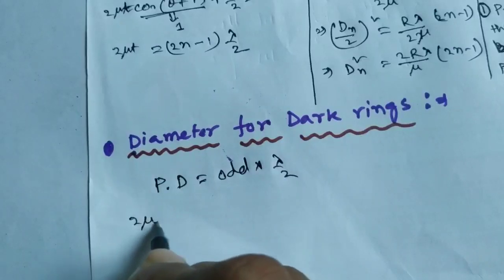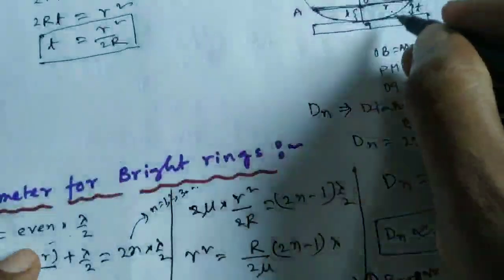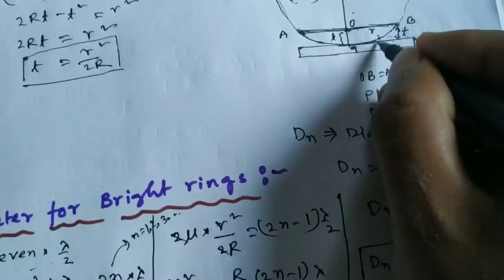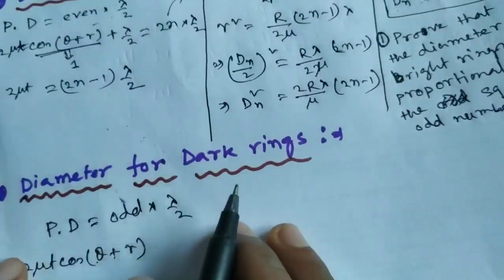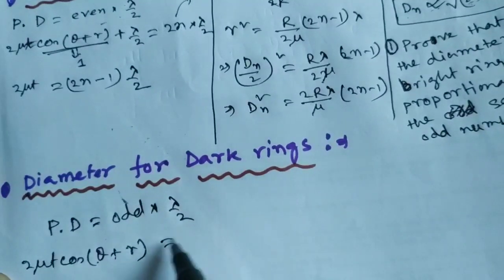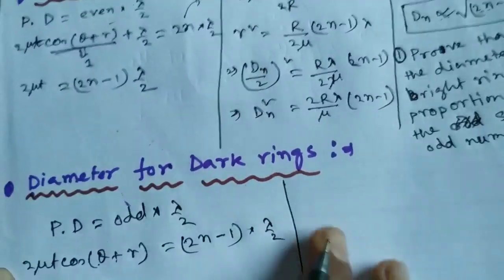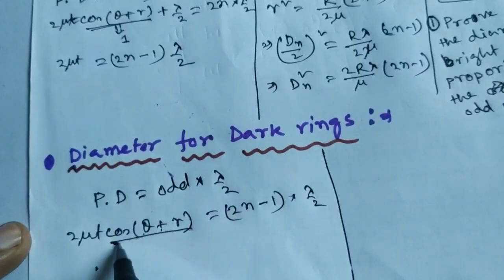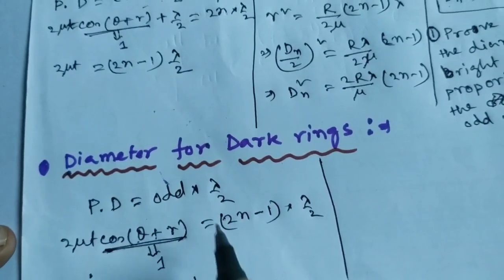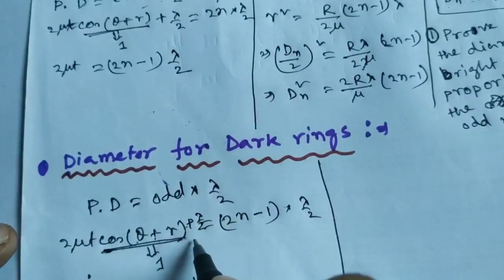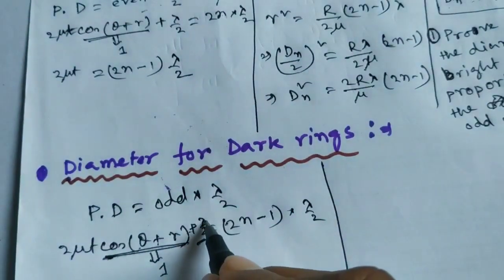Now the path difference is 2 mu t cos theta plus r, where theta is the angle between the plane convex lens and the plane glass plate, and for normal incidence, r is small and equals 0. So for an odd multiple we can take (2n minus 1) into lambda by 2. Now cos theta is 1 for normal incidence, so 2 mu t equals 2n minus 1. There is a plus lambda by 2, which comes from Stokes treatment, lambda by 2.